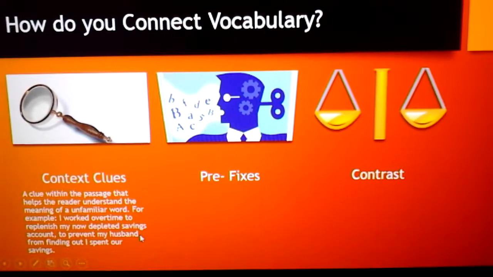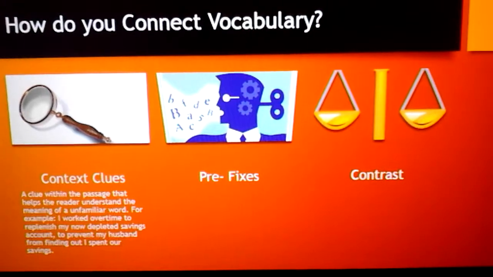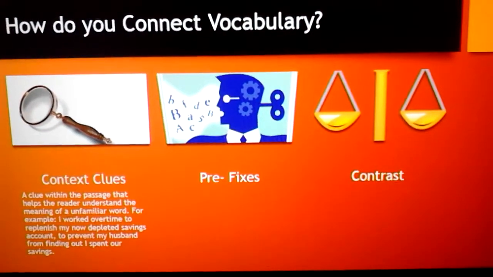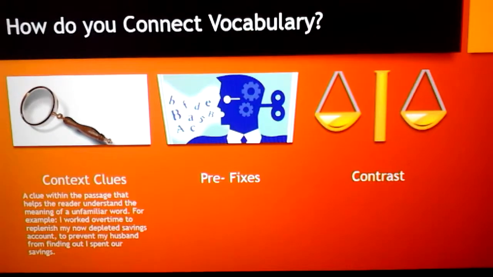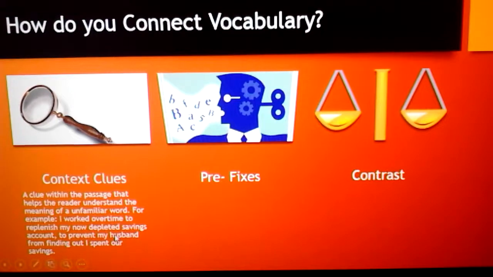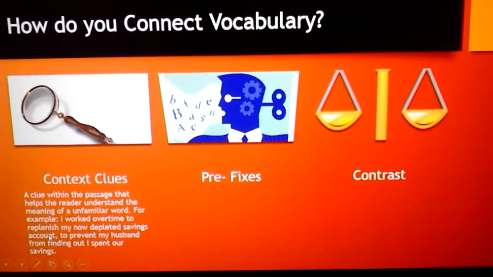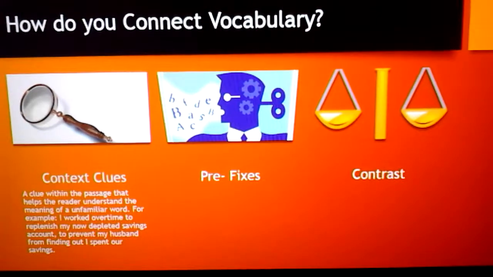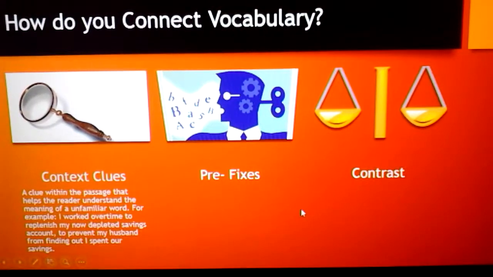So why would she not want her husband to see that her savings account was decreased, was lower? Well, because she spent it. So we can say that depleted means to spend. And replenish: I'm working overtime, I replenish my savings account, which means I put back.